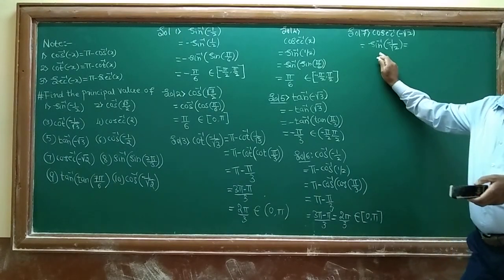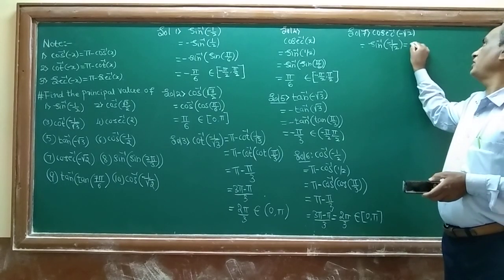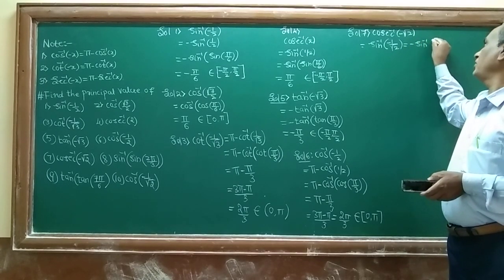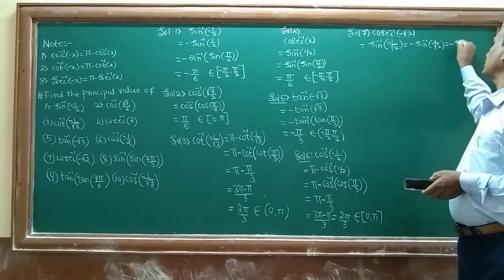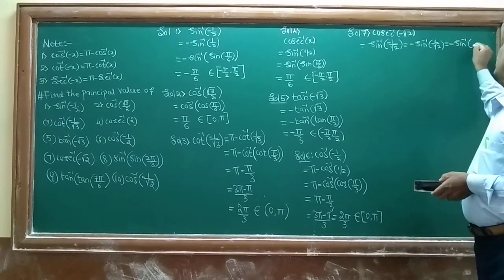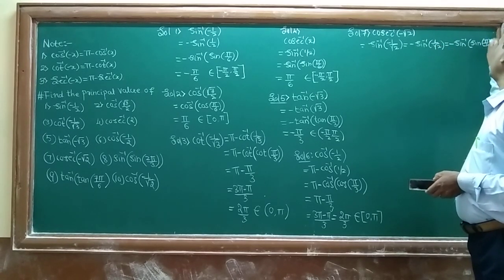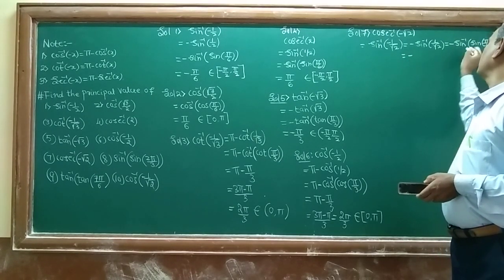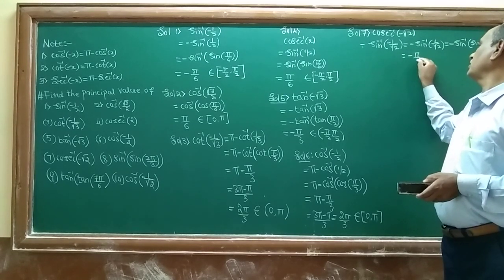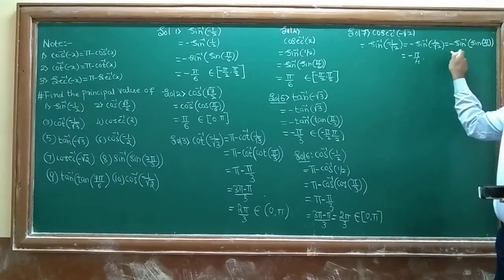You know the formula for sin inverse of minus x: it is minus sin inverse of x. So this is equal to minus sin inverse of 1 by root 2. 1 by root 2 is sin of 45 degrees. So this is equal to minus, sin inverse of sin, which gives pi by 4. Then you have to observe the domain for the sin.